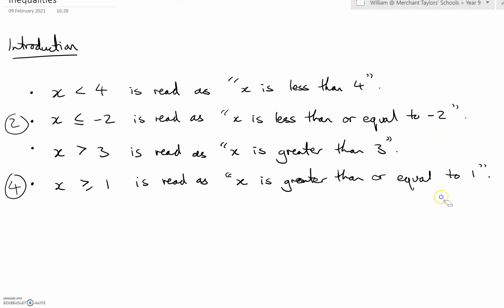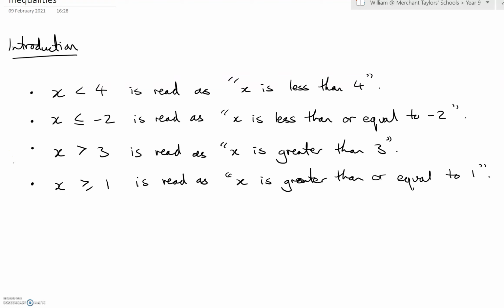Whereas without that line underneath, like the first and third one, there's no line underneath the inequality sign in either case. So that is strictly less than or strictly greater than. So we can't have the value itself of 4. And that's the difference between how these things are read and what they mean.